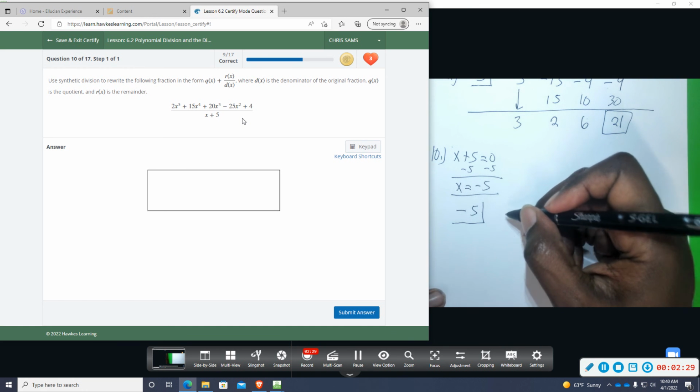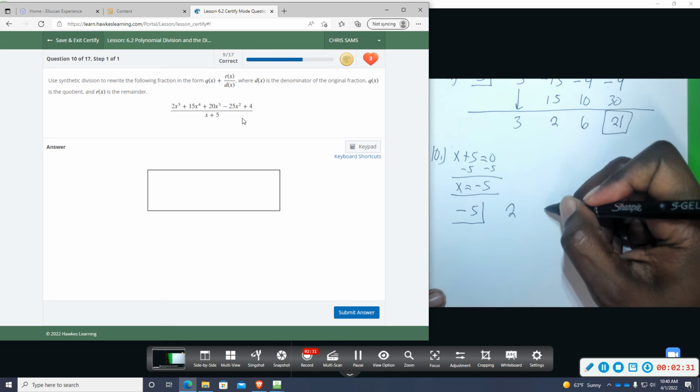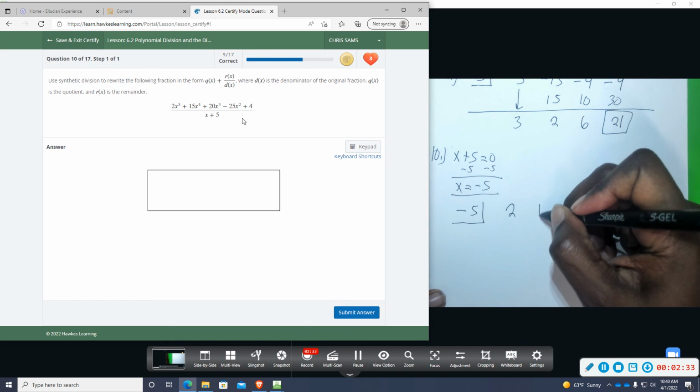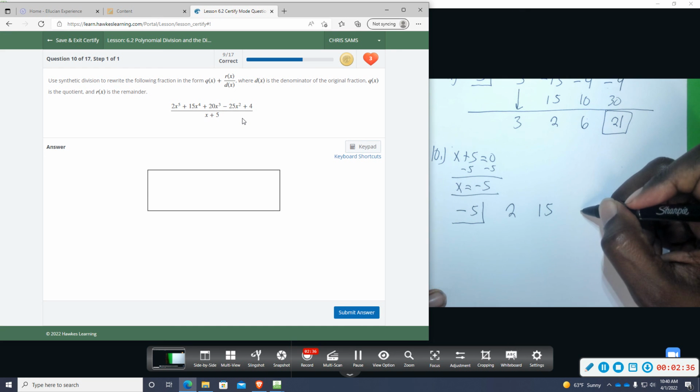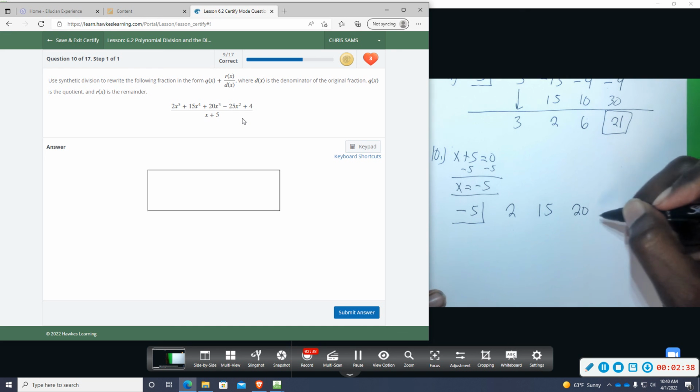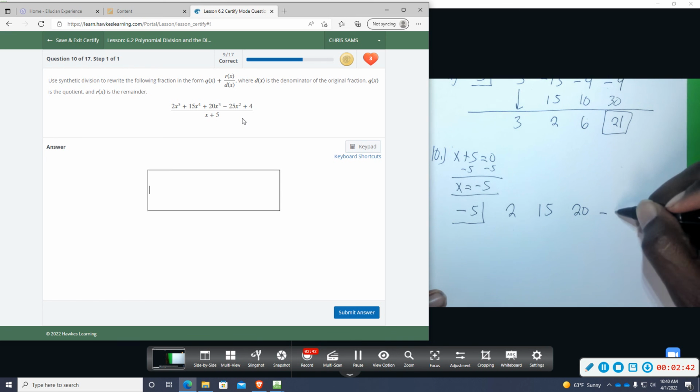All right. Then we list our coefficients only. So going from left to right, we have a 2 with our fifth, and we have a 15. And then we have a 20. So that's 5, 4, 3. Then we got a negative 25 for our 2. And then we're missing the single x, so we put a 0 there as a placeholder. And then we put a 4.